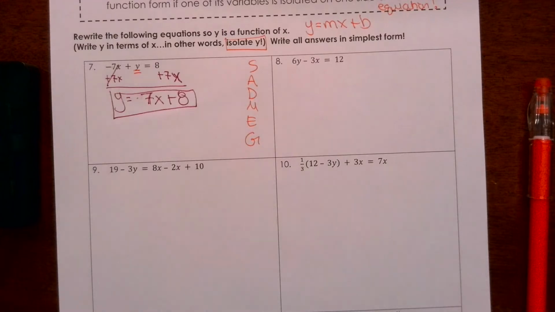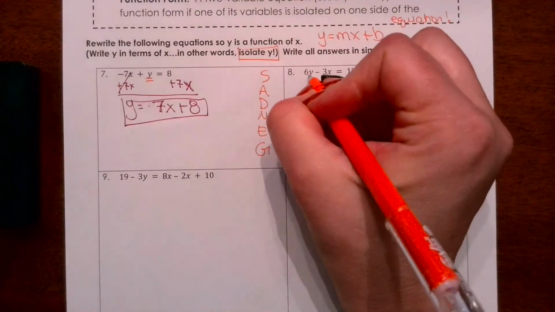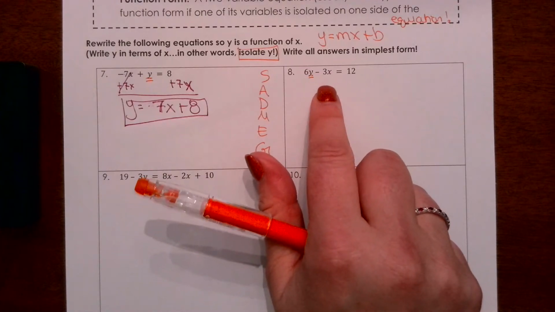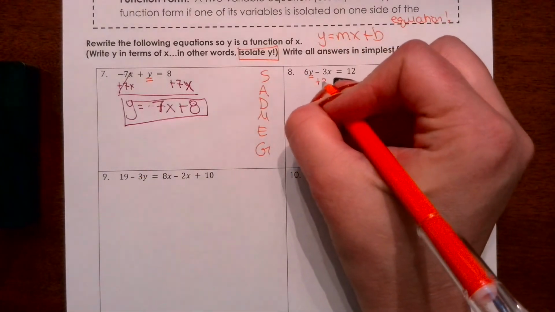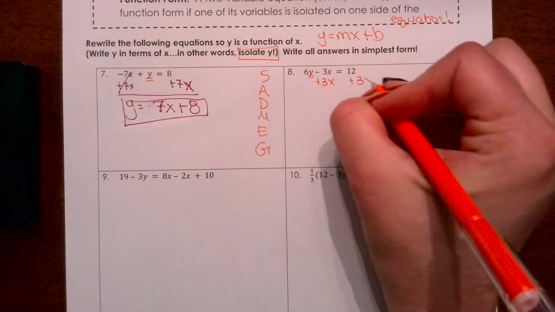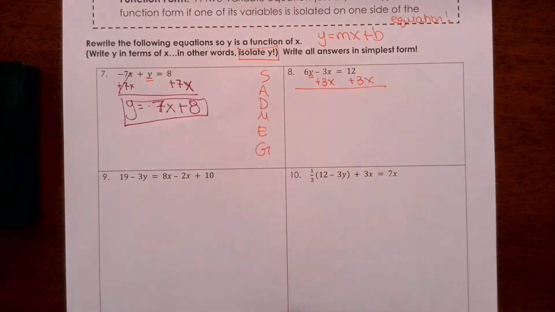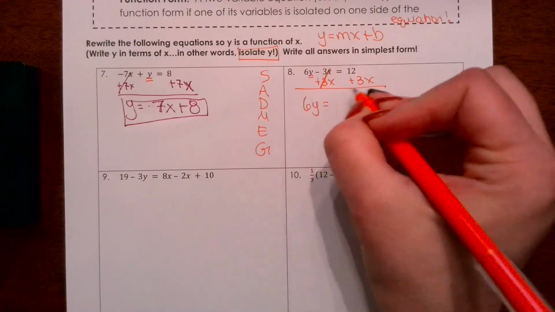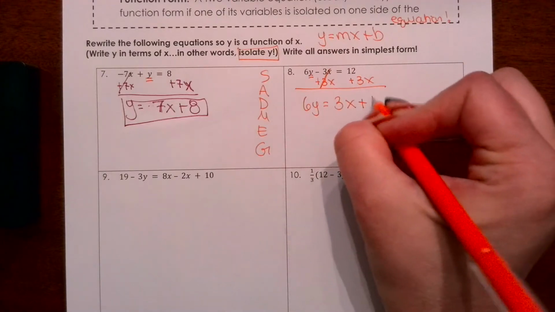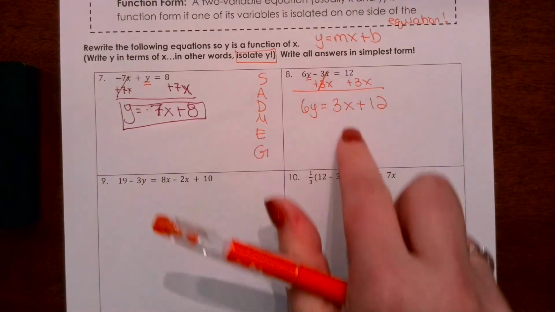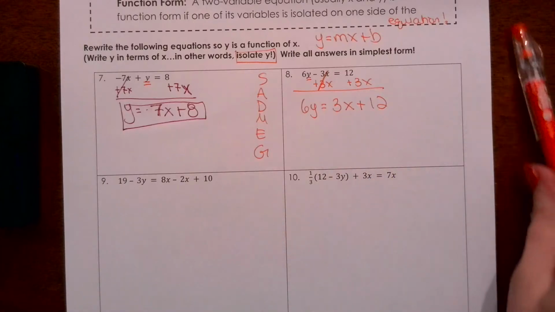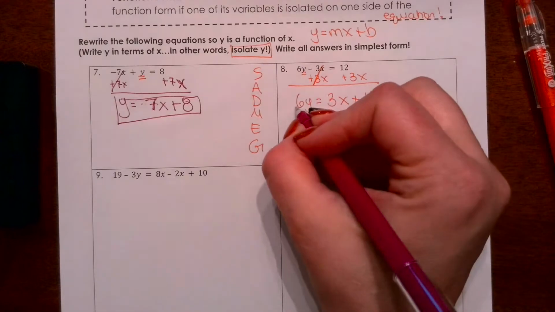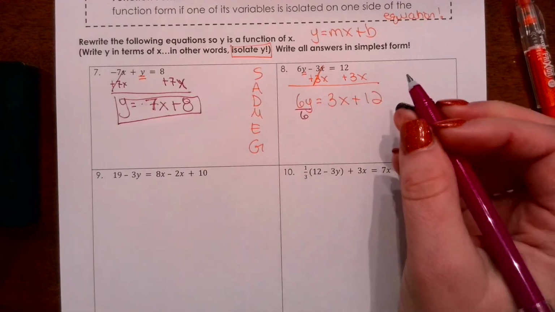Let's look at number 8. Again, I am trying to get this y by itself. I'm going to get my subtraction and addition out of there first. I'm going to add 3x to both sides because negative 3x plus 3x is 0x. I get 6y equals 3x plus 12. Again, I'm trying to get y equals mx plus b, so I'm going to put that term with the x first. Now I've got multiplication, so I'm going to divide by 6.